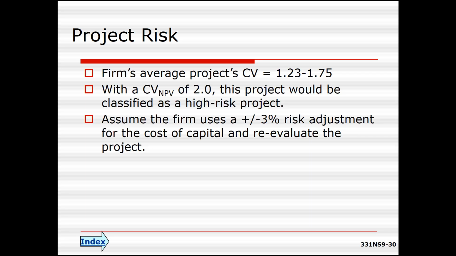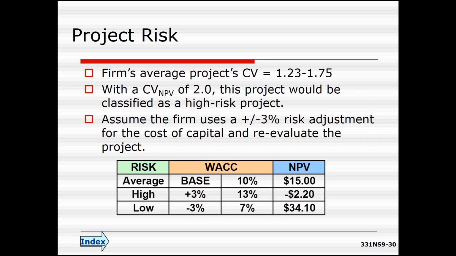Assuming a plus or minus 3% cost of capital risk adjustment, reevaluating the project at a 13% cost of capital due to high standalone risk, the NPV of the project is a negative $2.2 million. If, however, it were low risk, a 7% cost of capital will result in an NPV of 34.1. Assuming the plus 3% adjustment is appropriate, this project is a no-go again.